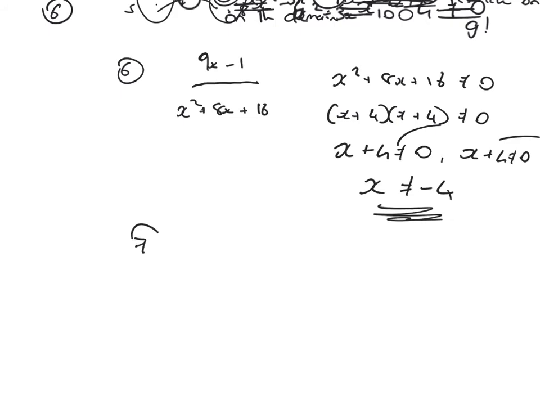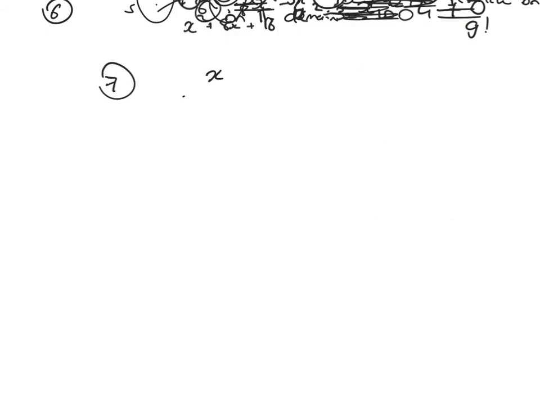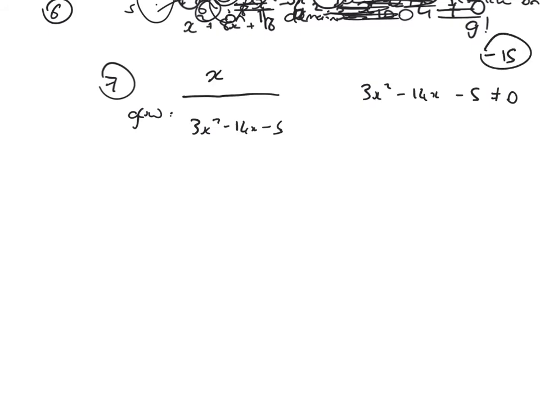Okay, example 7. G of x equals x over 3x squared minus 14x minus 5. Okay, so the denominator cannot be 0. 3x squared minus 14x minus 5 cannot be 0. Okay, so factorising again, 3 times minus 5 is minus 15, so this is back to National 5 knowledge. I'm looking for two numbers that multiply give minus 15, add together give minus 14. And those two numbers then are minus 15 and plus 1.